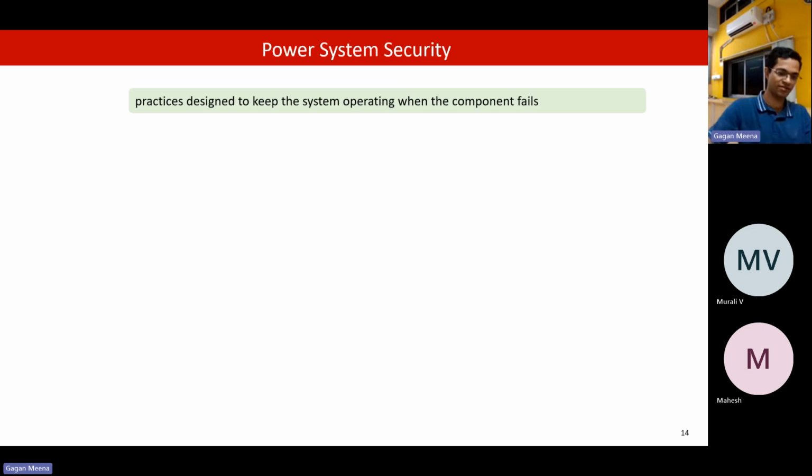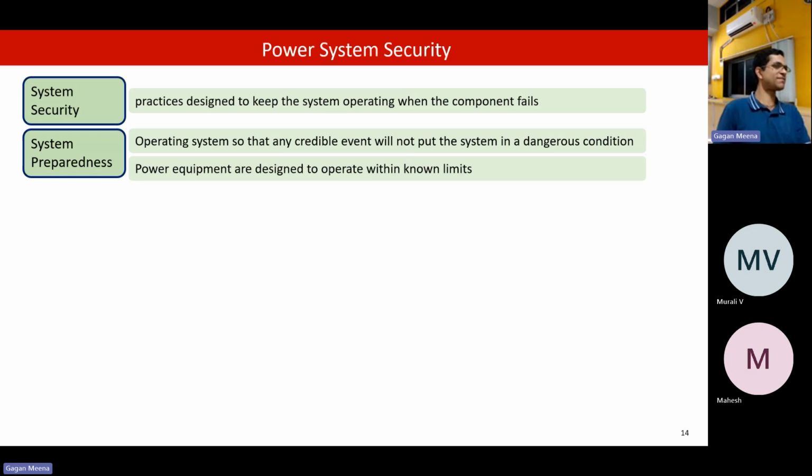Then the next thing which we discussed was power system security. Power system security is a very important thing. We want the system to operate even when there is some failure of a component. These are the different practices to keep the system operating even if some component fails. So we want to ensure that beforehand. For that we need to prepare the operating system for any credible event, and this is done using contingency analysis.